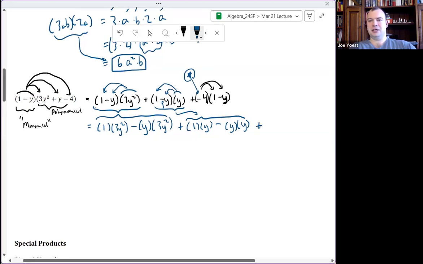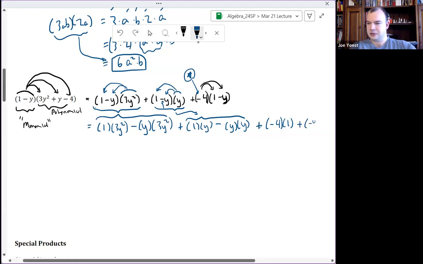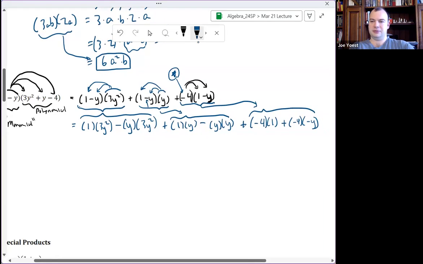So now I'm ready to distribute here. I have a negative 4 times 1. And then I have negative 4 times minus y. So I could do something like negative 4 times minus y with a plus. I might have realized at this step before I did this that the negatives are going to cancel. So you could have not written the negatives, that would be fine. But just to write everything out explicitly, we'll write negative 4 times negative y.